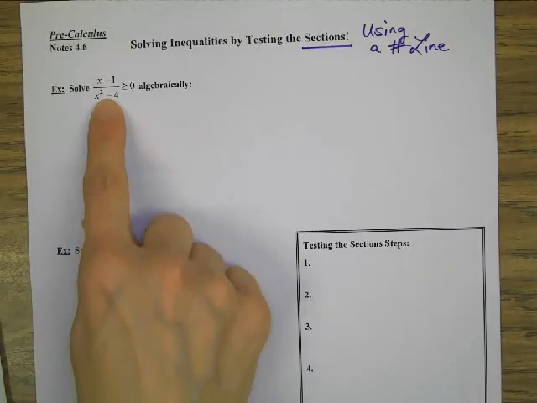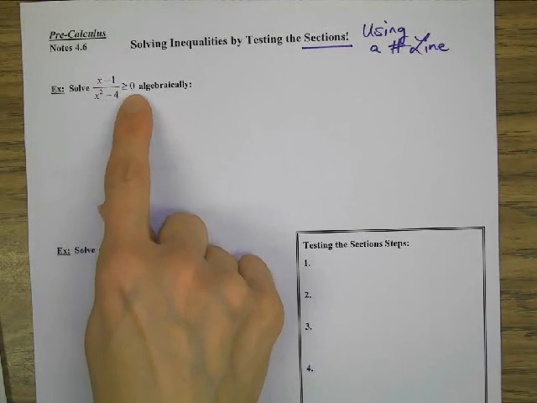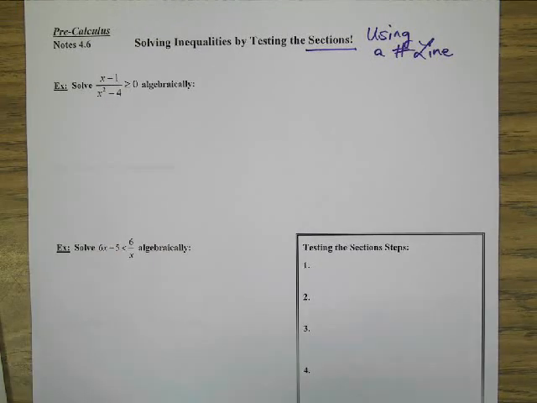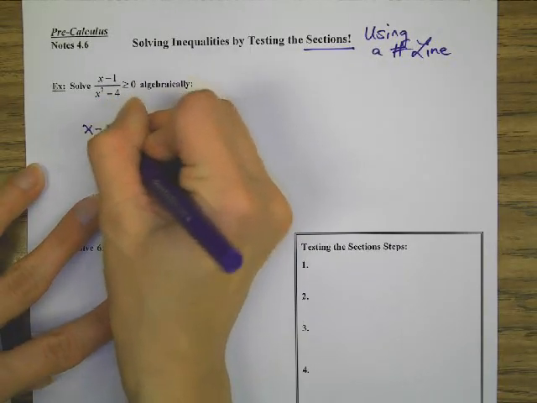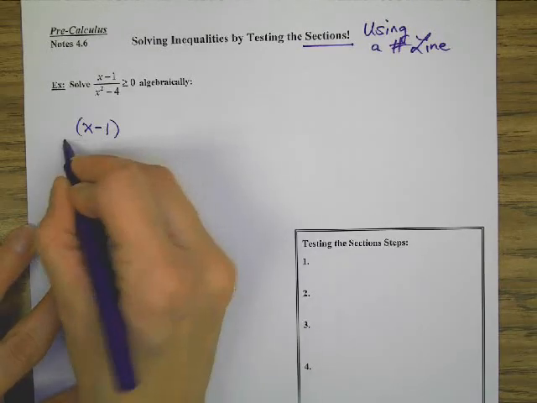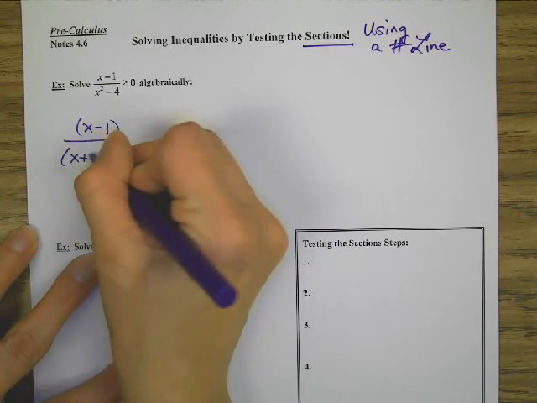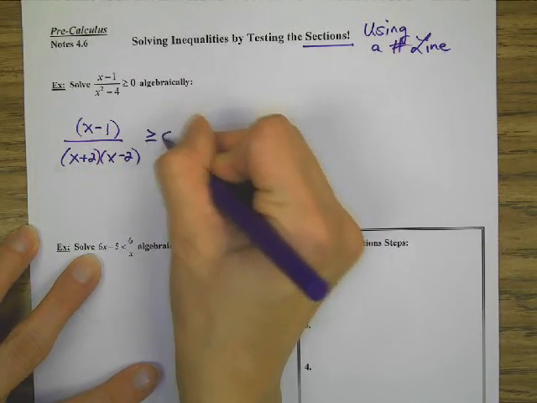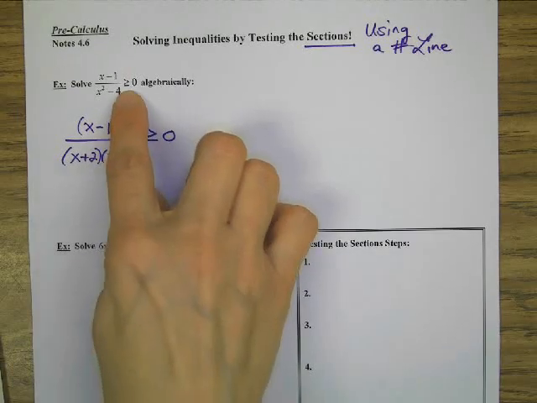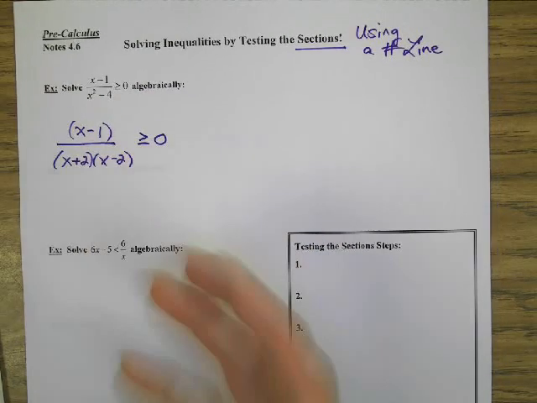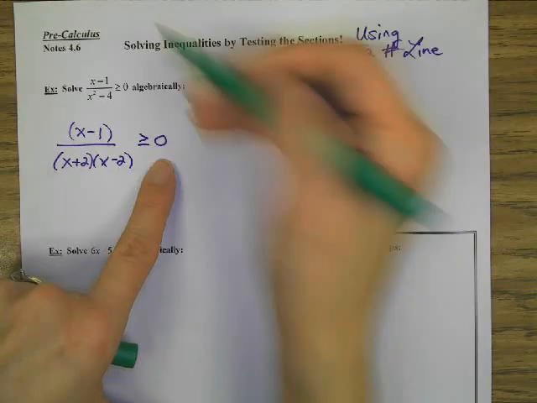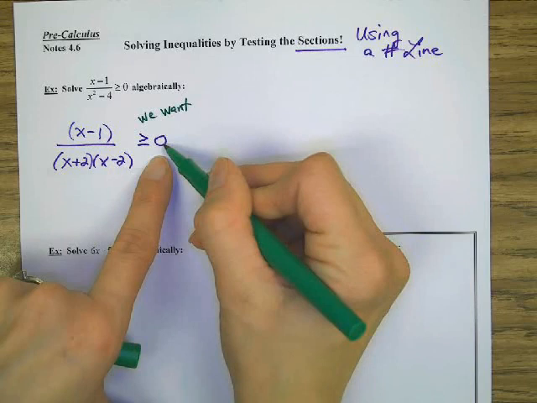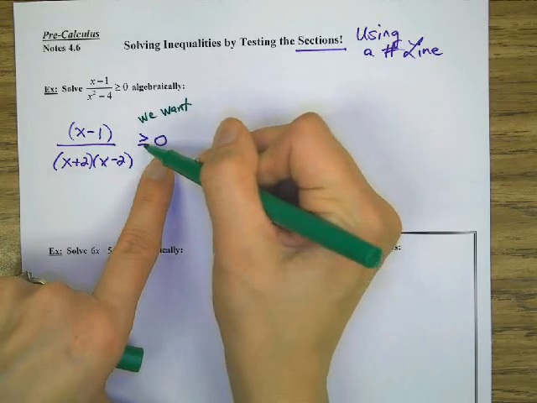So right here we have a rational function, and we want it to be greater than or equal to 0. Guess what we're going to do first? That's right, we're going to factor the denominator. So we've got x minus 1 as a factor in the numerator, and we've got x plus 2 times x minus 2 in the denominator, greater than or equal to 0. The first thing is you want to make sure everything's on one side and you have your 0, which we do. The reason you want a 0 is so you can say if you want positive or negative. And in this case, where is the graph greater than 0?